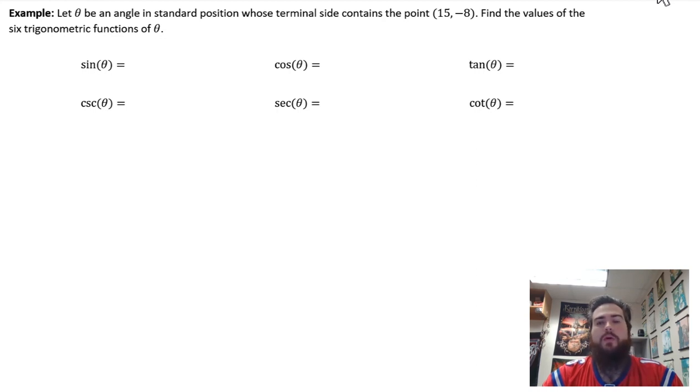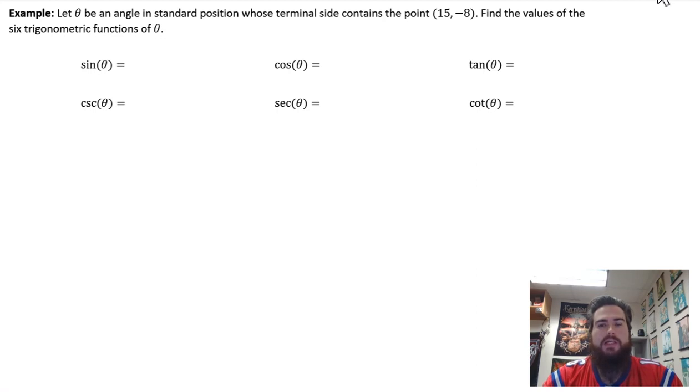From what we had worked with earlier, if our point was on the unit circle, we would simply connect the x-coordinate with cosine of theta and the y-coordinate with sine of theta. However, the point (15, -8) is not on the unit circle. So we cannot simply say that the x-coordinate is cosine of theta and the y-coordinate is sine of theta. Instead, we need to consider what triangle this would make.